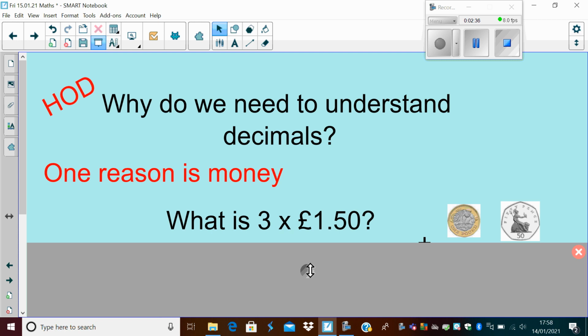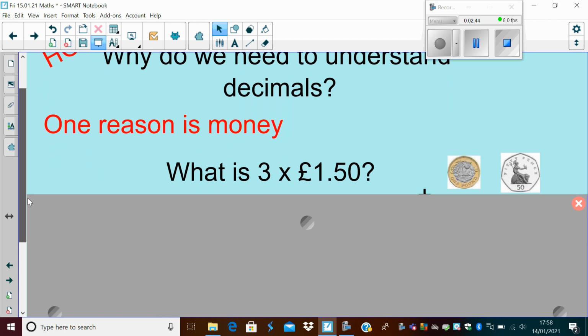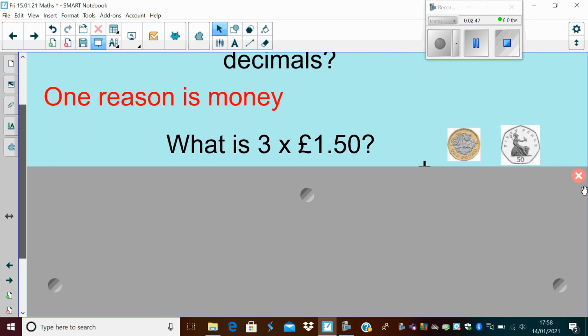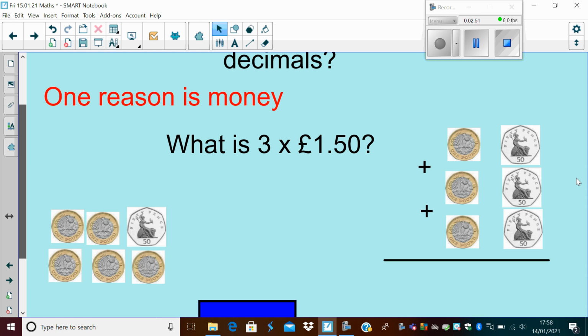What is 3 times £1.50? Now, many of you, I'm sure, can just do this straight away in your head, 3 times £1.50. But I'm just going to show you exactly what we mean by 3 times £1.50. Because 3 times £1.50 is the same as 3 times 1.50. So we want 3 lots of £1.50. And here we've got £1.50, add £1.50, add £1.50.